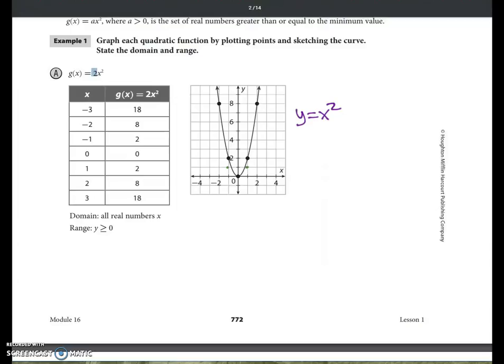Okay? You can actually determine what the value of a is going to be by counting how far up you have to go when you go over 1 from the vertex. So for example, for this parabola, we can see that it's got a vertex at 0, 0. Okay? And in order to get to this point right here, I would have to go over 1 and up 2. Because I have to go up 2, that does in fact mean that the value of a in this case would be 2.